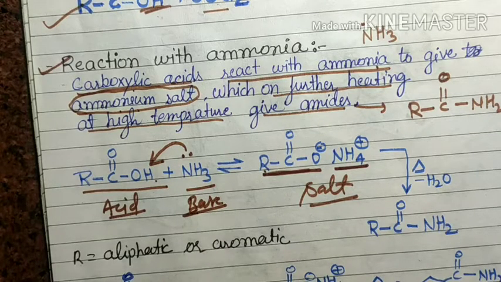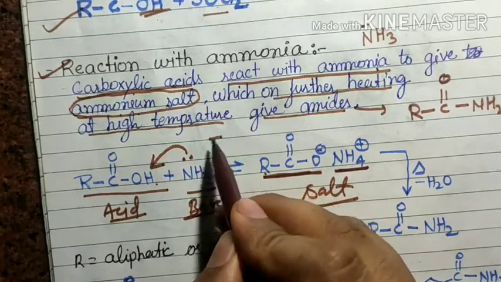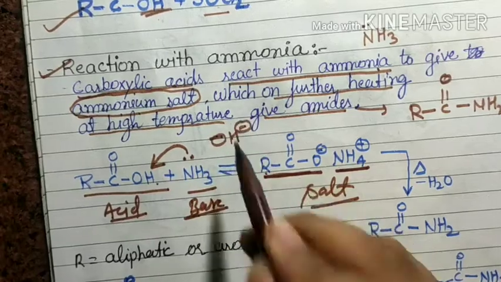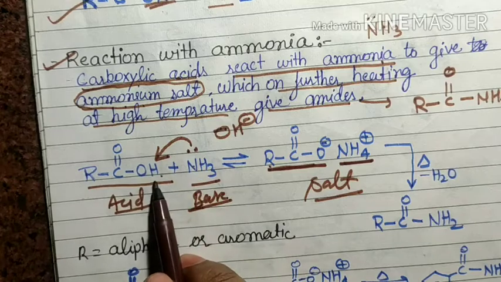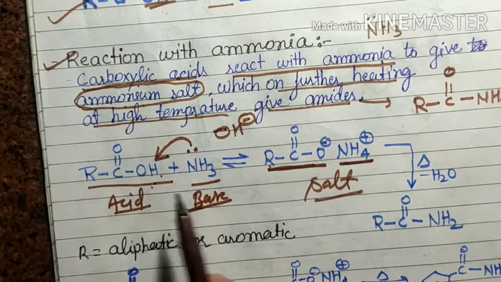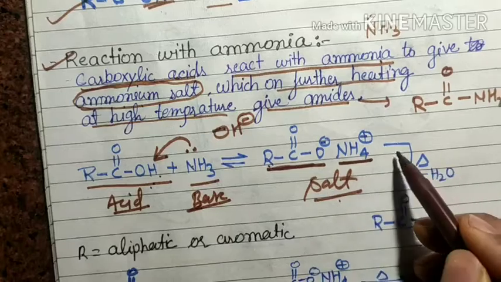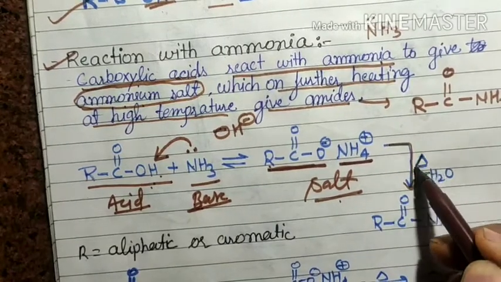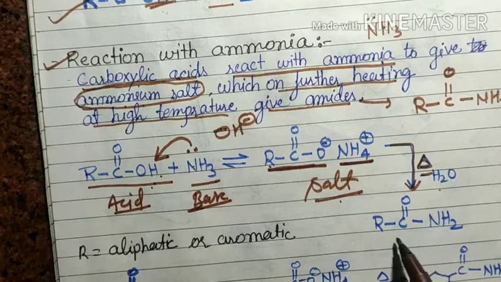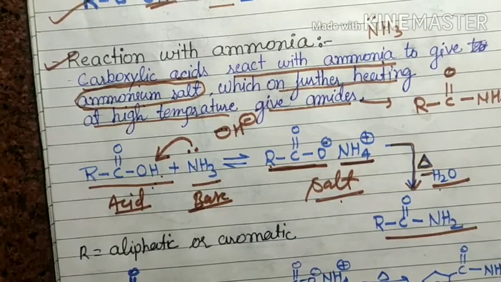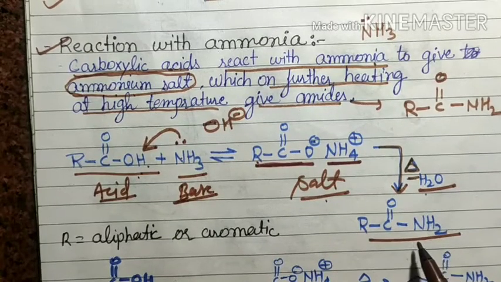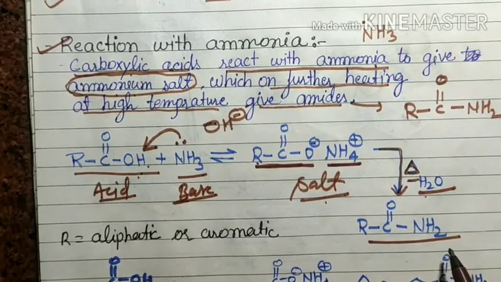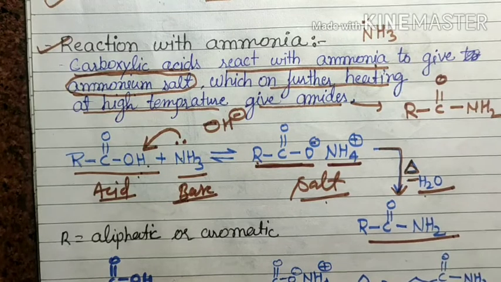In such a statement, a base is a substance which gives OH minus. So this is a base, but this one is a Lewis base. It abstracts the acidic hydrogen atom and changes into the salt, and this salt upon further strong heating converts into the amide after losing a water molecule. So it is also a preparation of amide, which you will learn in the next chapter, nitrogen containing compounds.